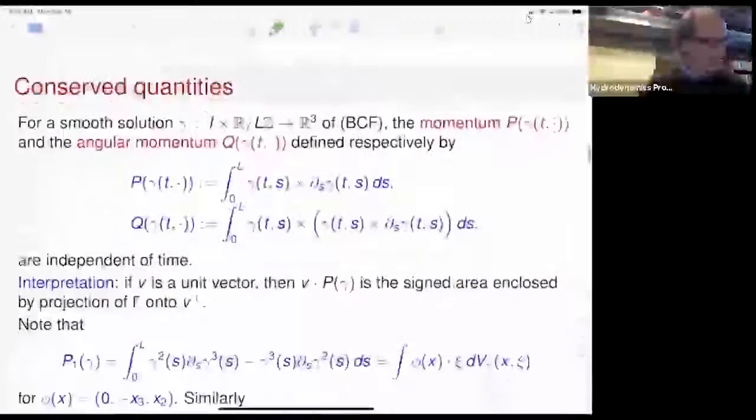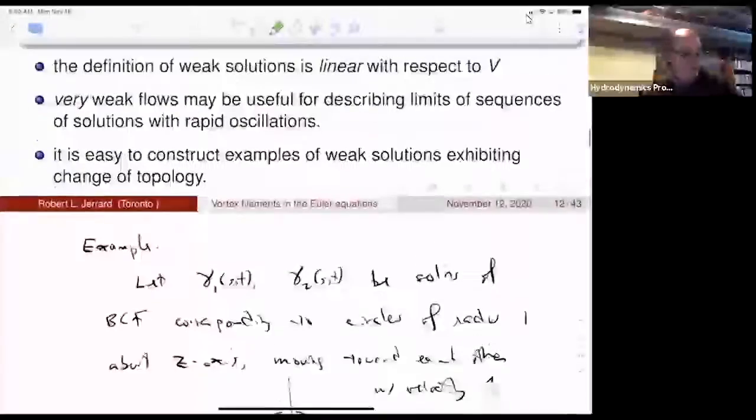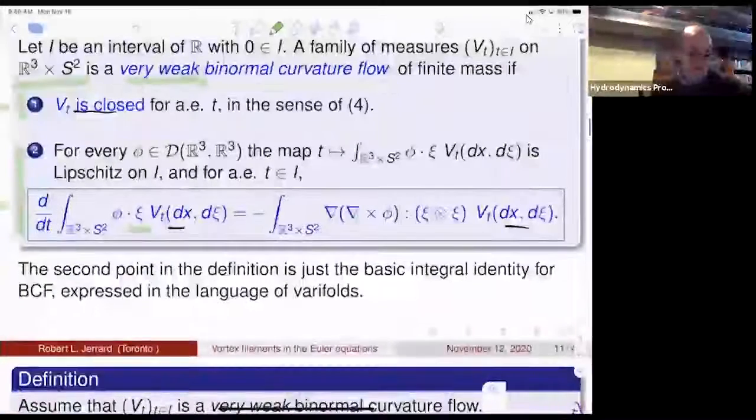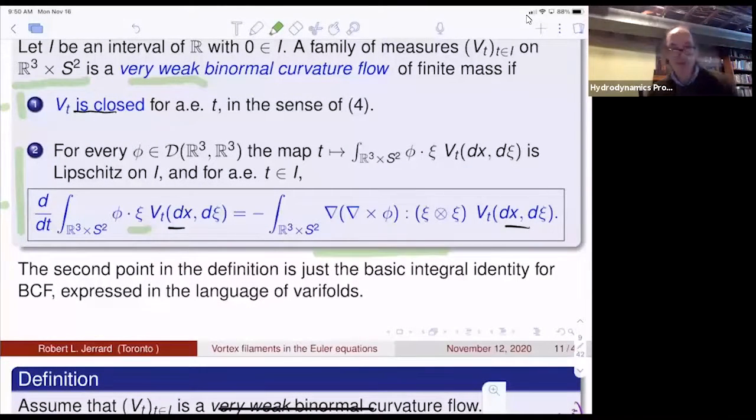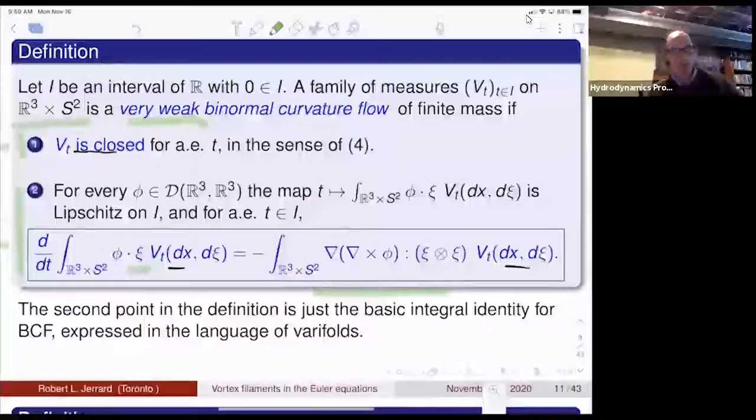Okay, and so then quickly, conserved quantities. What I'm doing here is recalling some conserved quantities for the binormal curvature flow. This identity implied a bunch of conservation laws, which were essentially momentum and angular momentum. Remember, momentum was the projection onto any 2-plane of the curve, the area enclosed by that projection. And angular momentum was a kind of angular counterpart of that, the projection onto any angular slice of the curve, the area enclosed, or the volume enclosed by that. The point is that because those conservation laws were in fact derived by this identity, they're still going to hold for weak solutions.